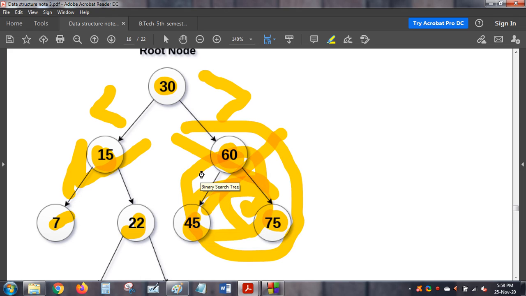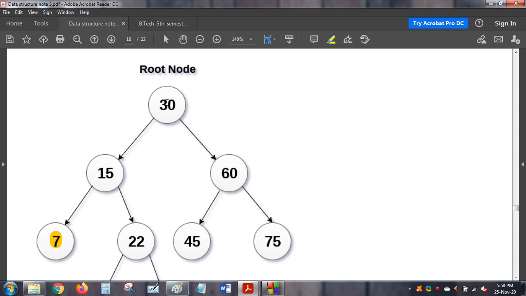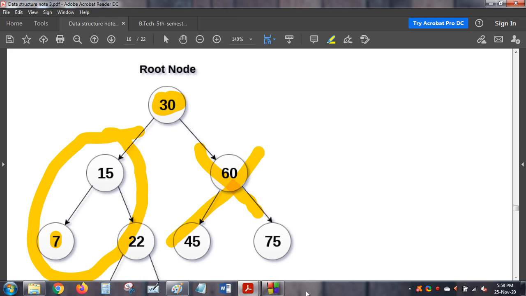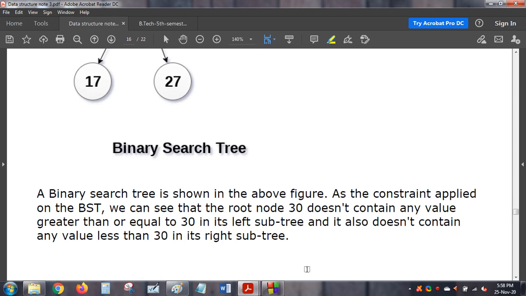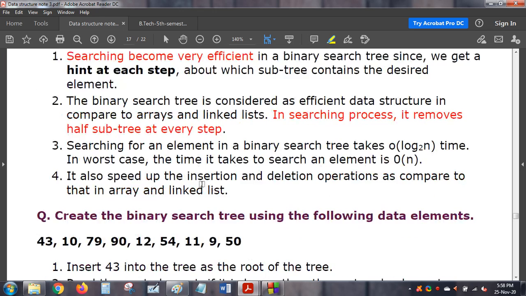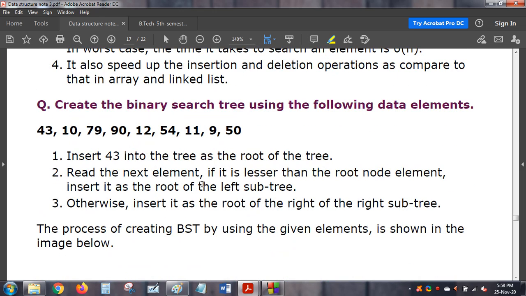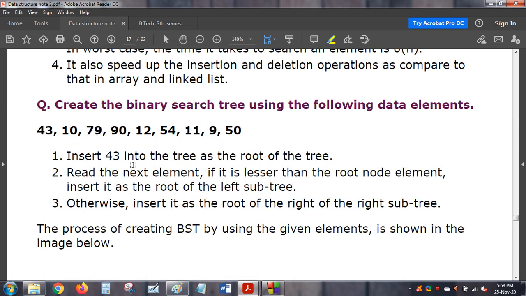Got my point? Suppose I ask you to find 7. Now out of all the trees, since 7 is less than 30, you know that it will only be present on the left hand side, so you will not see the right hand side. So that's how it is efficient. In searching, it removes half of the tree, obviously, because I know whether it will be on the left hand side or the right hand side. So that's how it is formed. Here's an example, you can go through it, you will understand it. It's just how the things are formed.